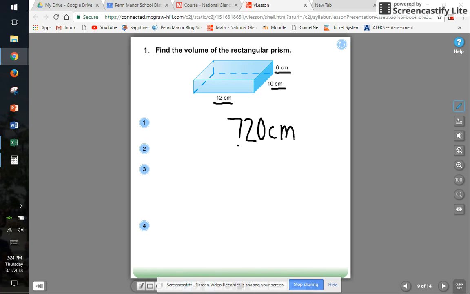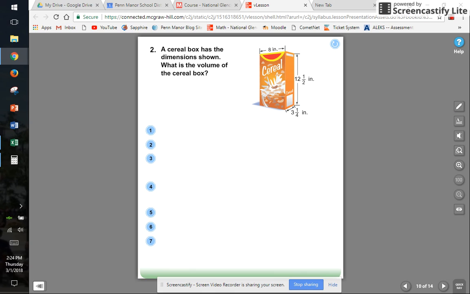cubic centimeters. Now, in our last unit, we did an exceptionally great job of putting labels on all of our answers. And in this case, our label is going to be cubed because there are 720 little cubic centimeters that fit inside this container.